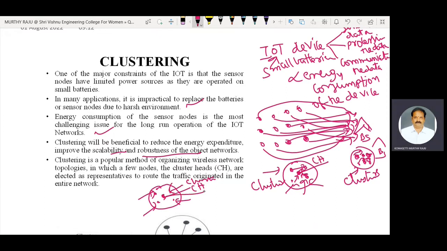This is the cluster head. Cluster heads are elected as representatives to route the traffic originated in the network. The cluster head only has the responsibility to receive the data from the IoT devices within the cluster and route the information to another cluster or to the base station. These are the responsibilities of the cluster head.